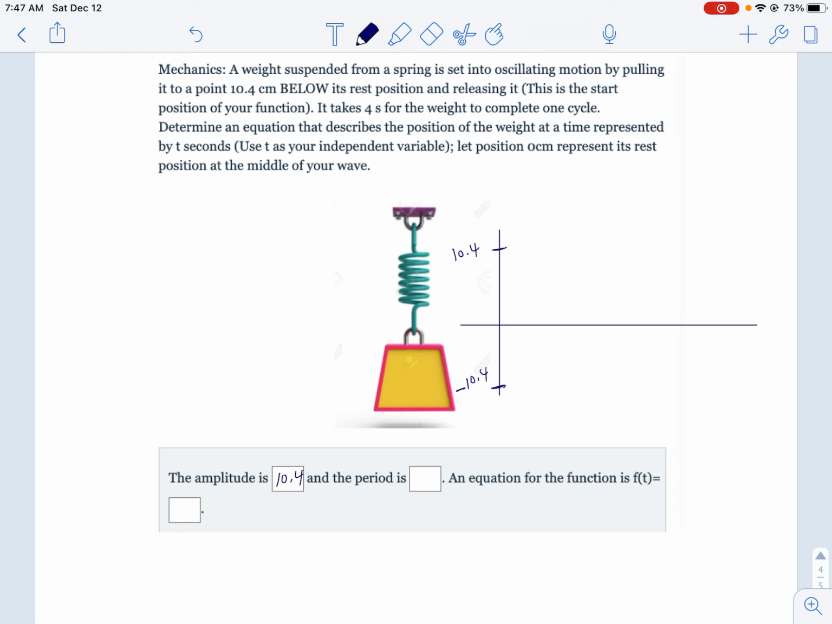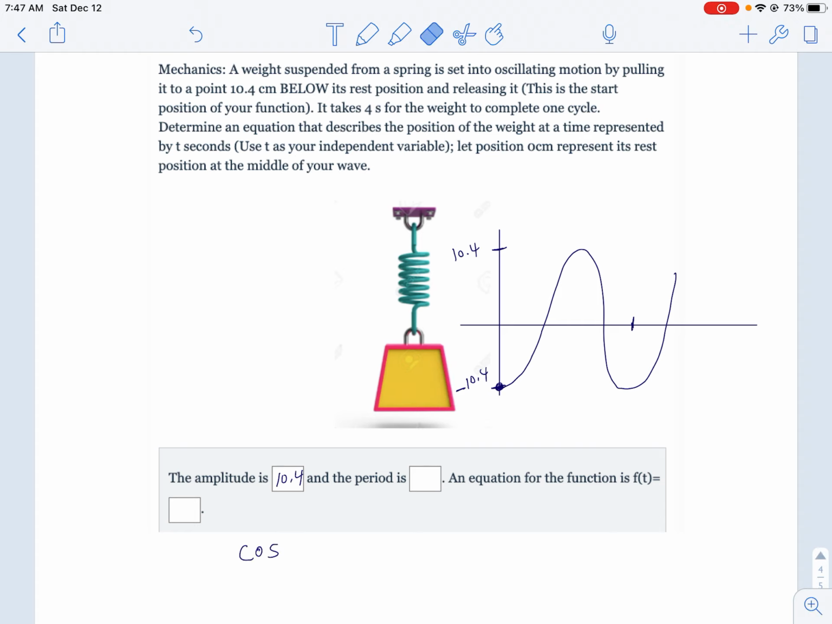Okay, and at the start, we start below. So we're going to start right here at a low point. So the function will be a negative cosine function. Right? I know that when I write the equation, it's going to be negative cosine, or I'm sorry, negative 10.4 cosine.